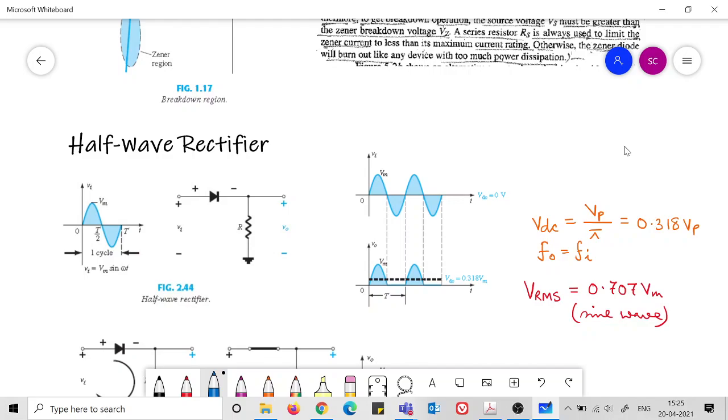It is the peak voltage that you should remember. The peak voltage divided by pi, which is nearly equal to 0.318 Vp. You can remember this formula. For a half wave rectifier, it is 0.318 Vp.